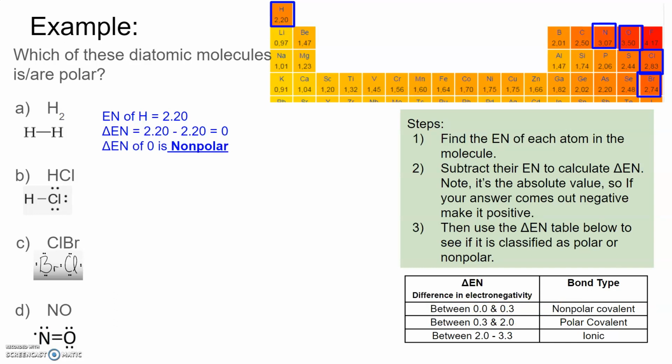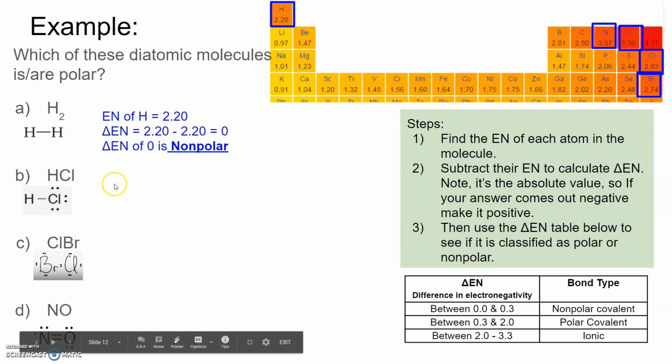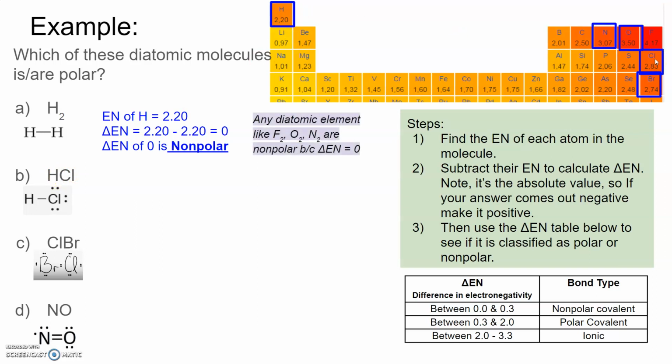All right, we can do the same thing for HCl. In this case, we have 2 different atoms, hydrogen and chlorine. I find those in the table and write down their electronegativities. One quick note before we continue on: diatomic molecules of elements like H2, F2, O2 are always going to be nonpolar because their difference in electronegativity is 0. I meant to tell you that before.